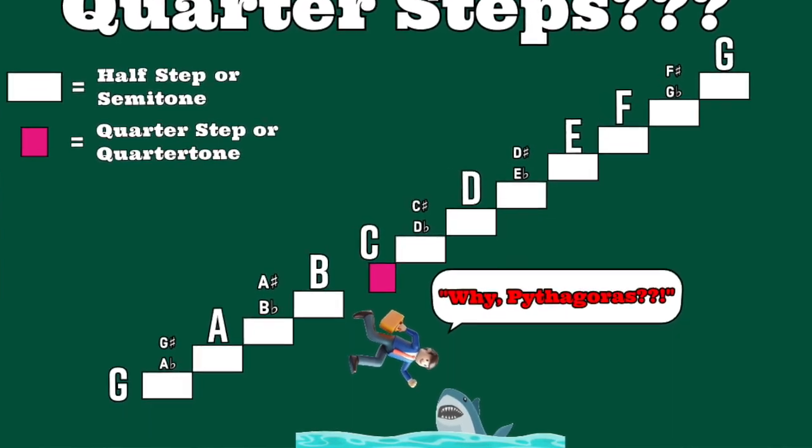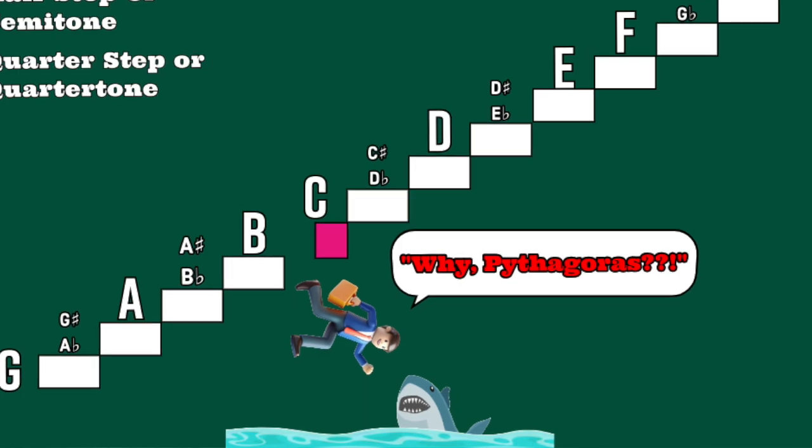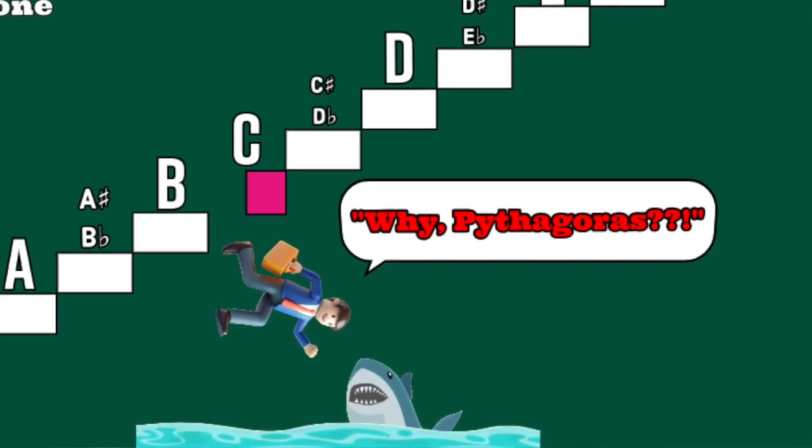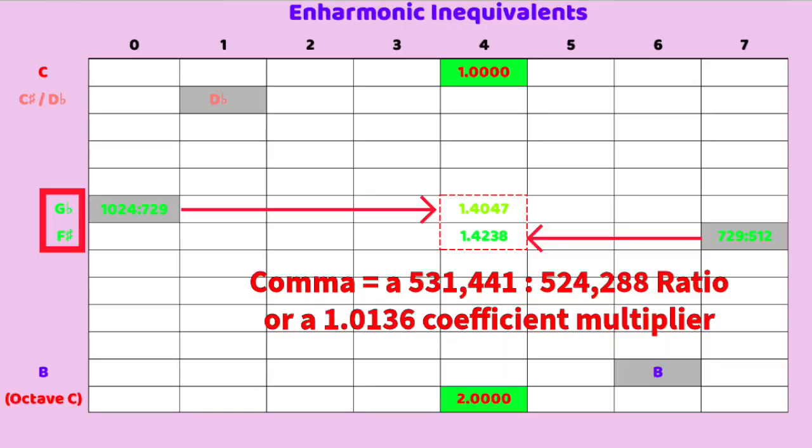But a quarter step or quarter tone can be a measurement on a scale using smaller increments of pitch. And while a quarter tone is a lot harder to hear than a half or whole tone interval, it can create noticeable dissonance when playing chords of 2 or more notes. The comma represents just such an interval. At roughly a quarter step wide, or 25 cents, or 1.0136 coefficient multiplier, or 531,441 to 524,288 ratio, depending on one's preference.